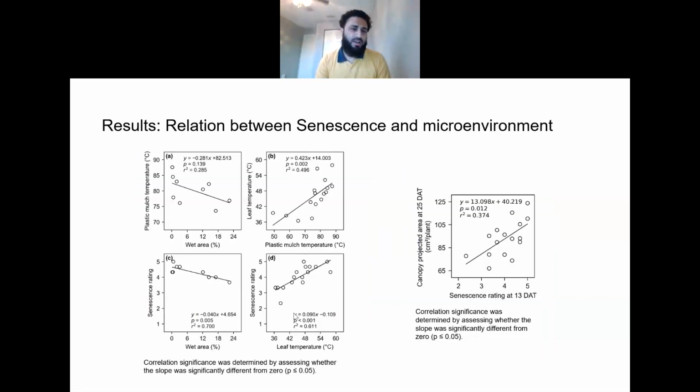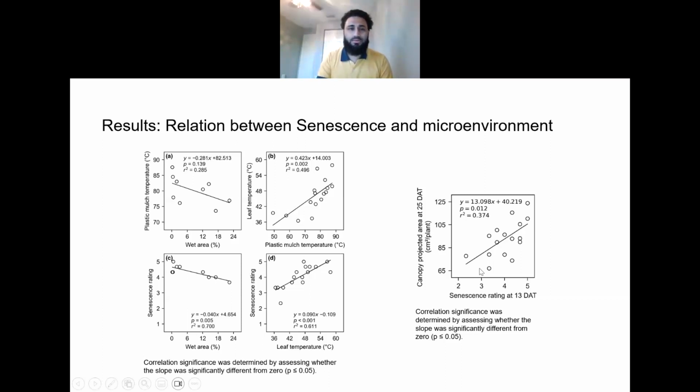Now, in this slide, we can look at, for example, this. We can see as the wet area is decreasing, the senescence is increasing here. Similarly, as the leaf temperature is increasing, the senescence, the browning of the leaves, is also increasing. And then we look at the canopy area, let's say by the end of the first month, and we look at the senescence by the end of the second week, they also have a strong relationship here.